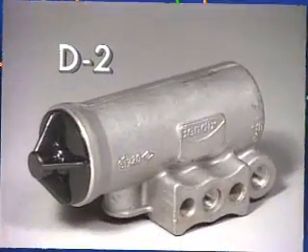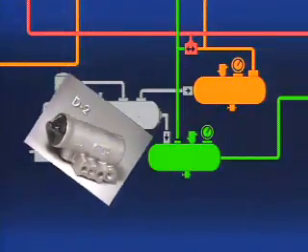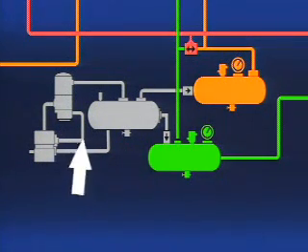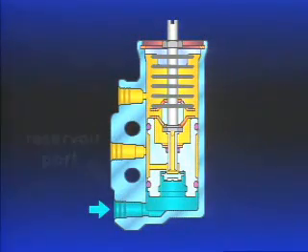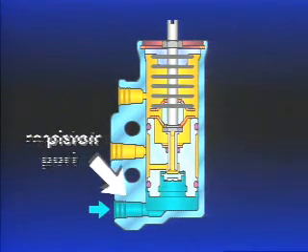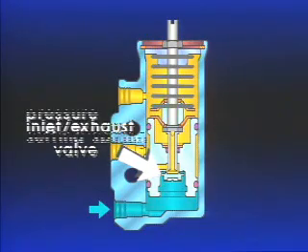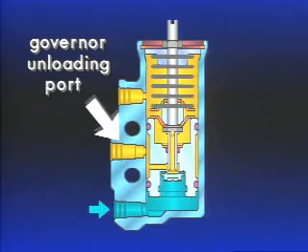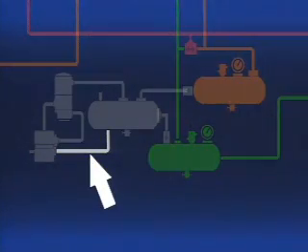Next, let's look at the Bendix D2 governor and how it interacts with the compressor and supply reservoir and later the air dryer. The governor is used to control the compressor and thereby regulate air pressure in the supply reservoir. The governor's main components are the reservoir port, piston, inlet exhaust valve, pressure setting spring, and governor unloading port. An air line connects the governor to the supply reservoir.